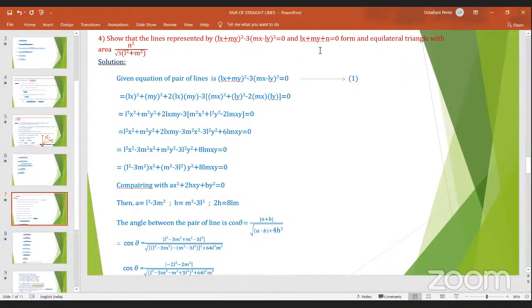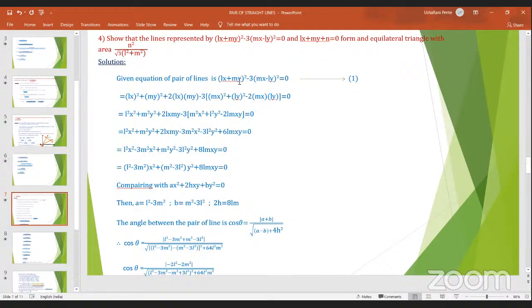And with this pair of straight lines and the line, it forms a triangle, and the triangle is an equilateral triangle, and the area of that equilateral triangle is n square by under root 3 into l square plus n square. So we have taken the given equation of pair of lines, that is (lx + my) whole square minus 3 into (mx - ly) whole square is equal to 0, and we are taking it as equation 1.